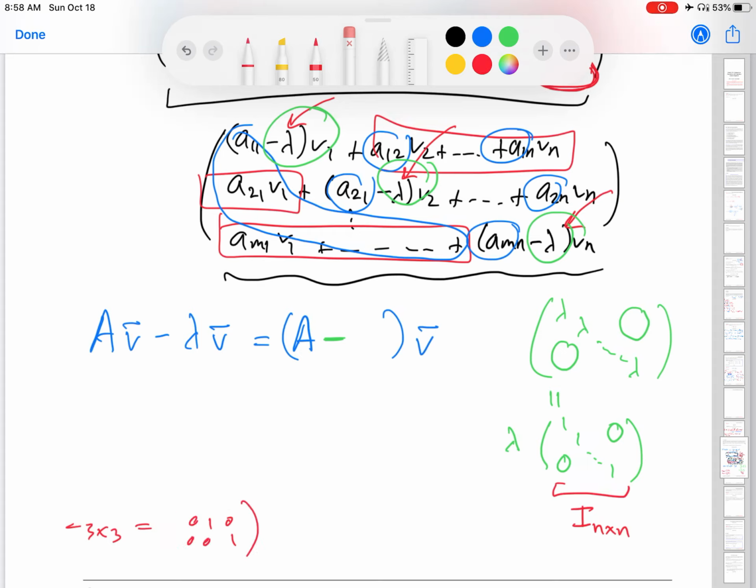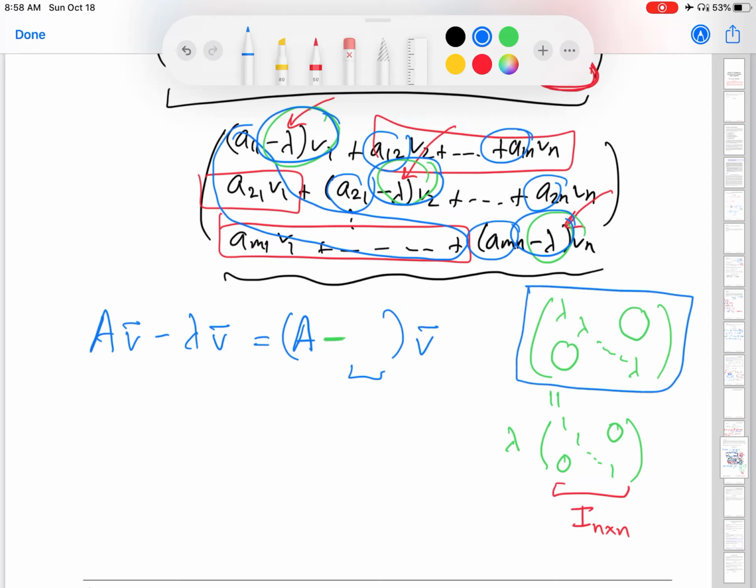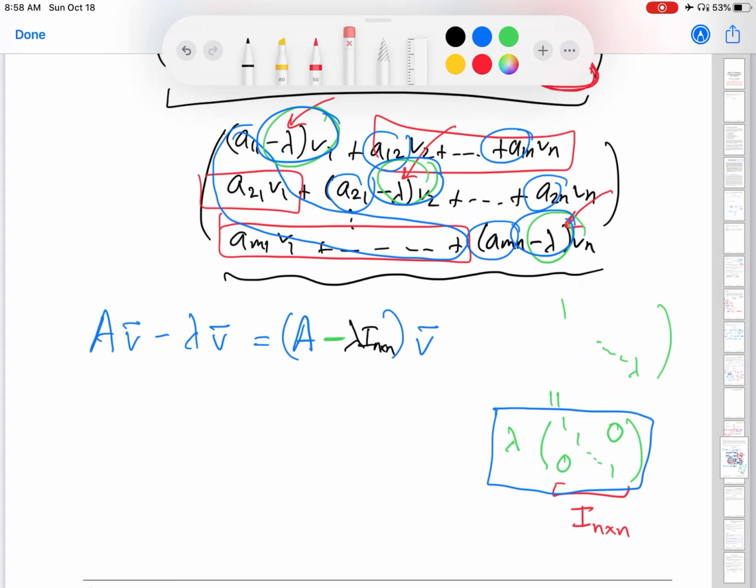So that is what I'm doing for this last little bucket here. We determined that I'm subtracting lambda only from the diagonals, so I want to use this matrix. This is the same as lambda times the identity, so I'm going to put that in here: lambda times the identity, n by n. Great. So what is the takeaway?